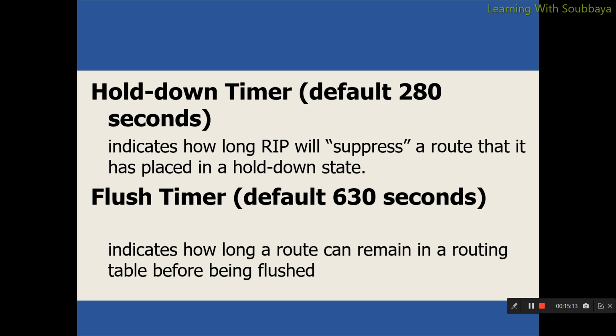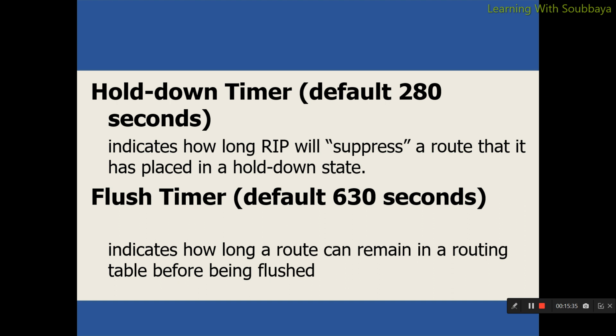Hold on timer. Suppose I marked a network as invalid. But what happens if somebody sends me routes saying that yes, we have routes available? No, I won't accept it, because I will hold. That's called the hold on timer. I will reject it, I will suppress it.